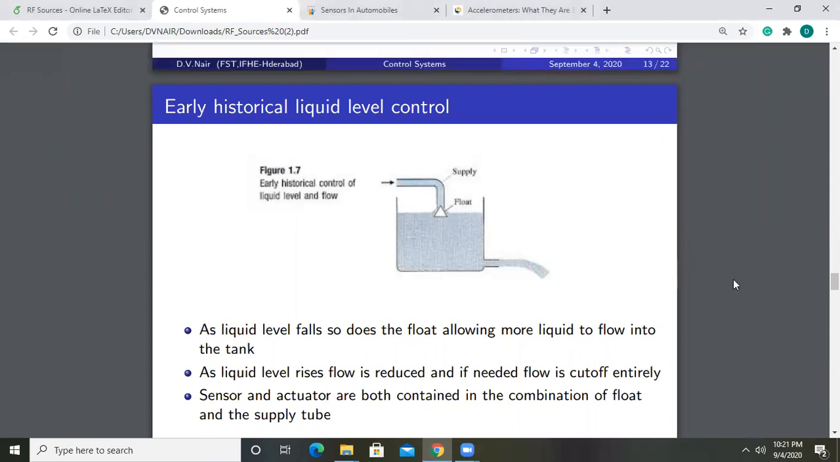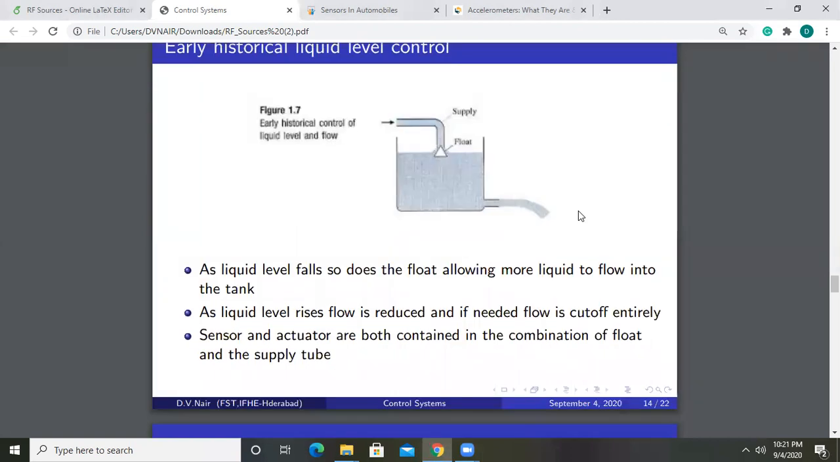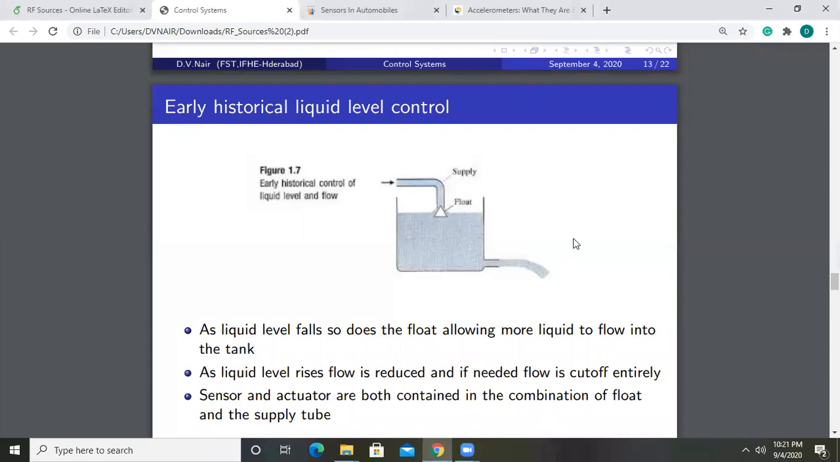So friends, now let us come to the early history of control system and how it came into existence. Some historical developments took place quite early in the birth of control systems. One of the early examples that is recorded is that of a constant liquid level control. So here in this measuring tank, you can see that the level of the liquid will be maintained at a constant level.